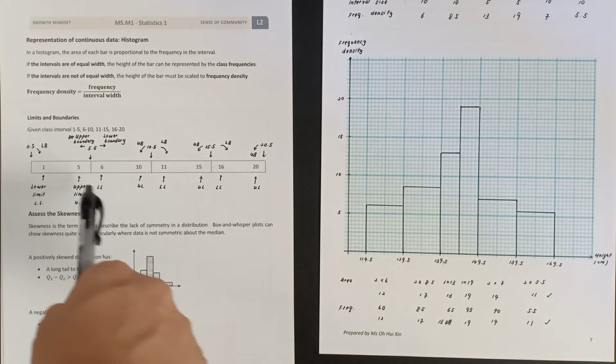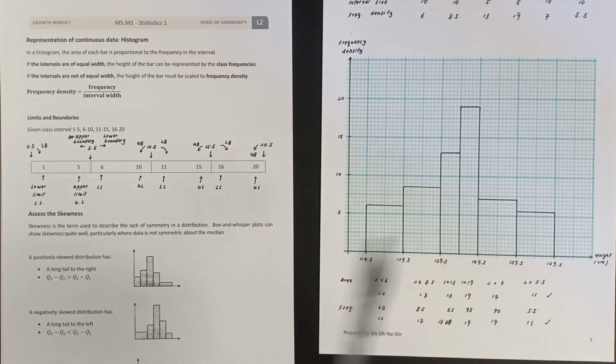Why do you need to change it into frequency density when the size of the interval is different? This one is just for your understanding. In the exam, you do not need to do this part. You just need to make sure that you know when you need to change it to frequency density and when you do not need to do so. Okay, so that's it for histogram.